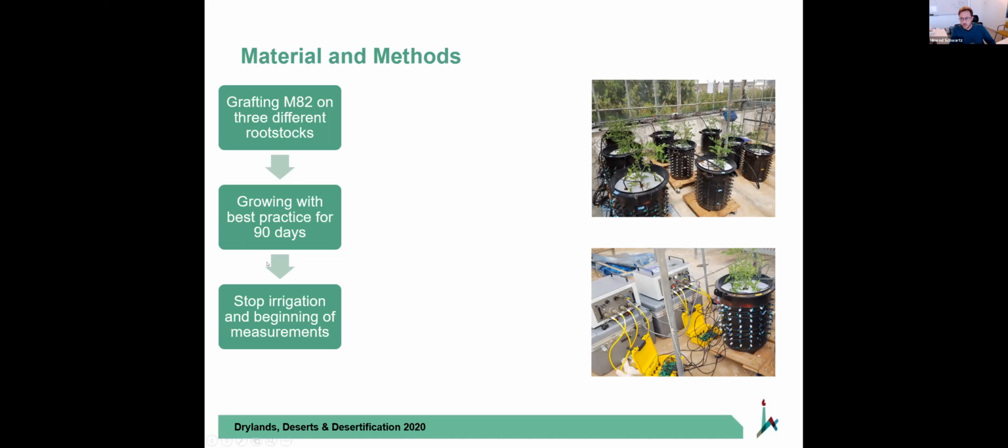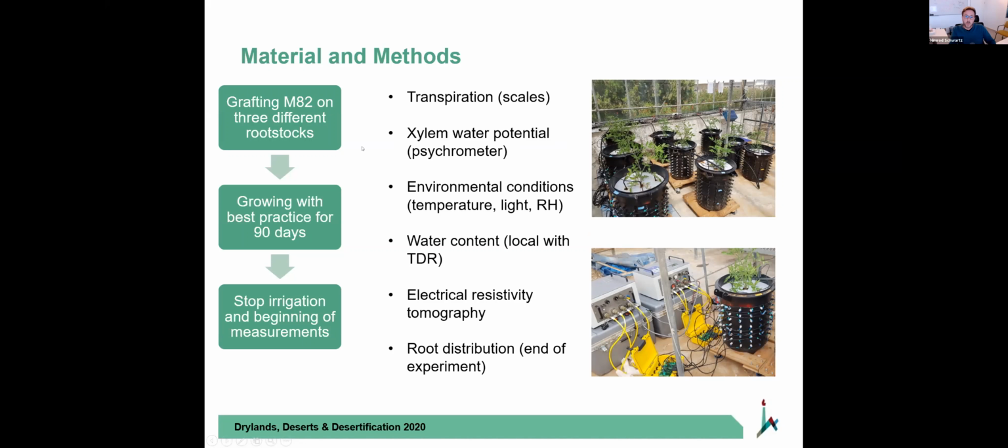After this period, we stop the irrigation and we start with the measurements. So we measure quite a lot of variables. We measure transpiration and the xylem water potential. We monitor the environmental conditions, so as to calculate the VPD. We measure the water content locally using TDR, and using 128 electrodes.